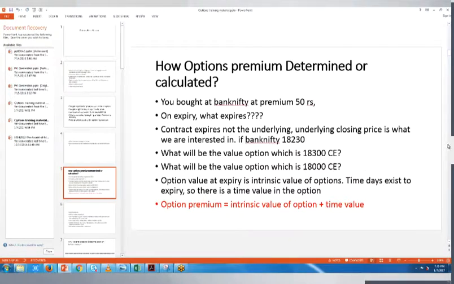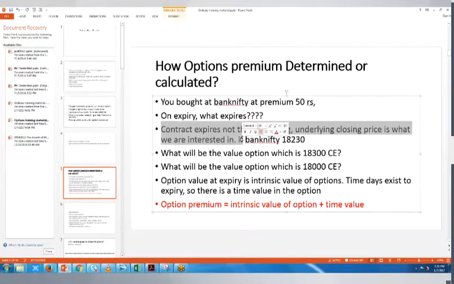Yeah, the time value. No, I'm just asking what gets expired. Your asset gets expired or your underlying gets expired? What expires? My right to buy or sell. Yeah, the contract gets expired. So your contract gets expired on so and so date. So here it says contract expires, not the underlying.